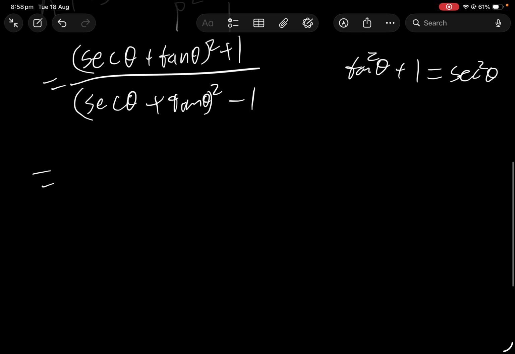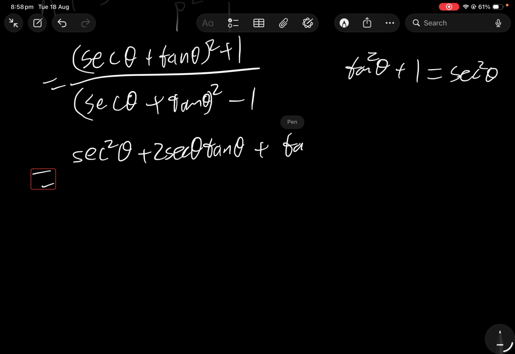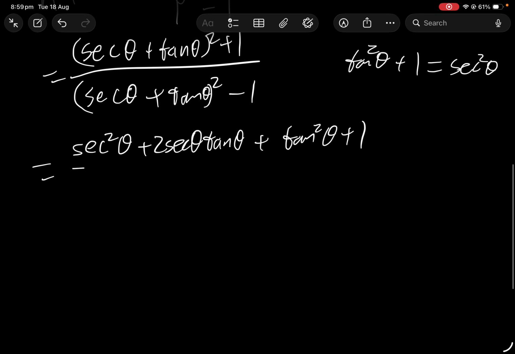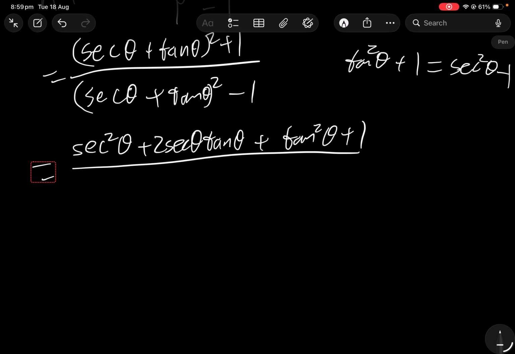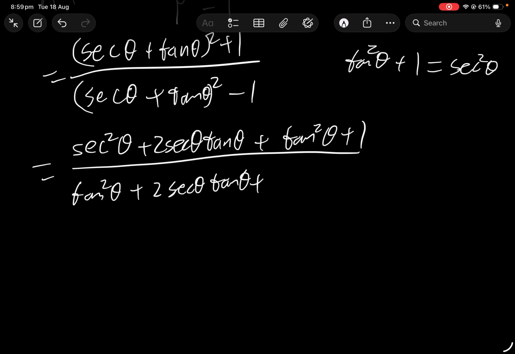That means what we can do is we can just start expanding, because I have a plus 1, so might as well just use the tan squared. It's plus 2 sec theta tan theta, because that's expanding, plus tan squared theta plus 1. And on the bottom, because it's minus 1, it becomes tan squared theta. So we put tan squared in the front, and then sec squared theta minus 1.